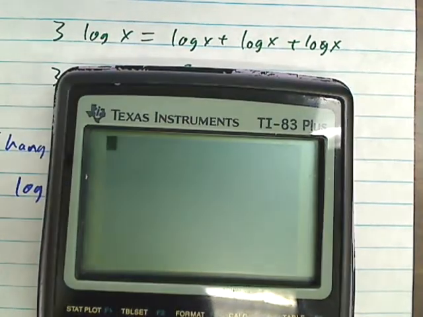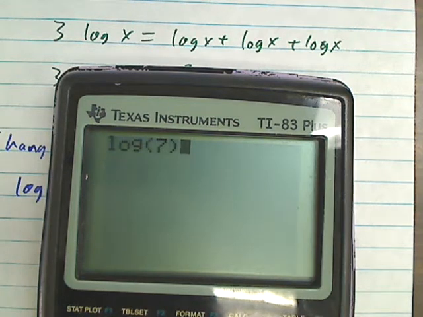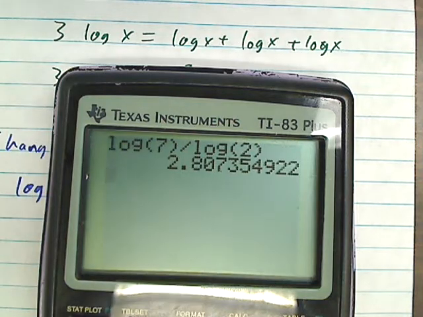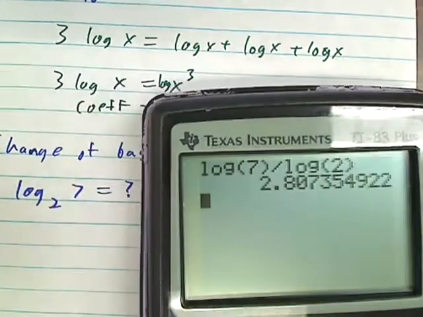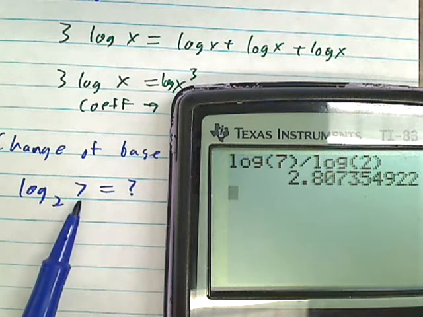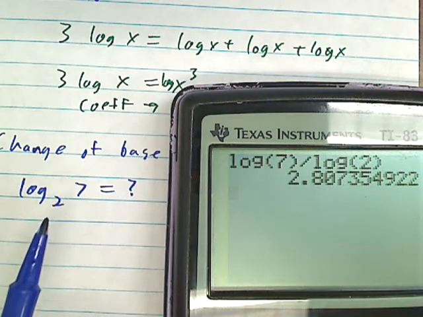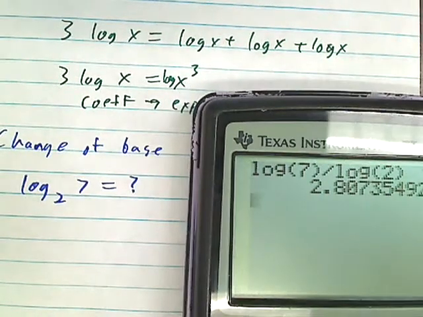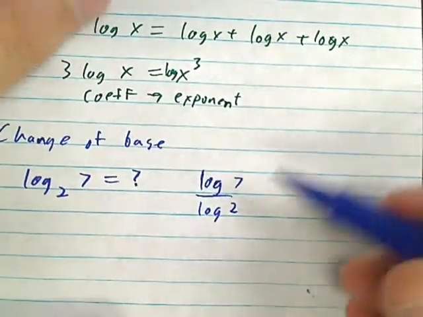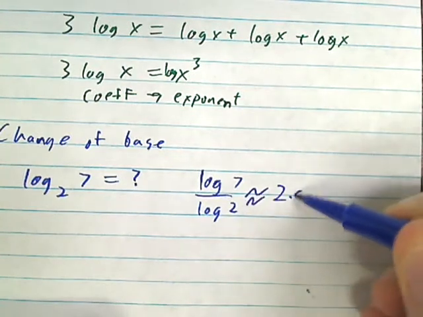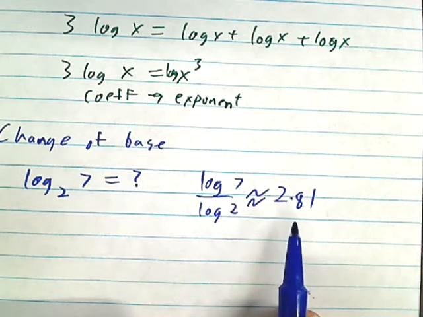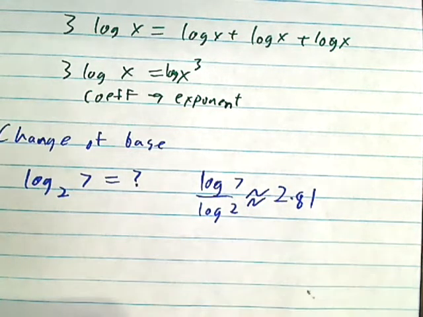So let's see here. Log of 7 divided by log of 2 comes out to 2.807, about 2.81. That should be close to 3, right? 2 to the third power is 8, so 2 to something close to 3 is going to give me 7. If they don't go evenly, they'll be disgusting. They'll never be a nice fraction. These are usually going to be disgusting.